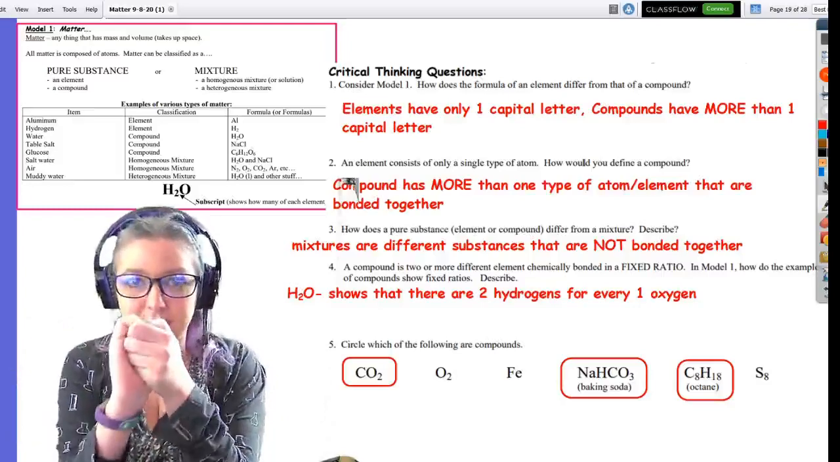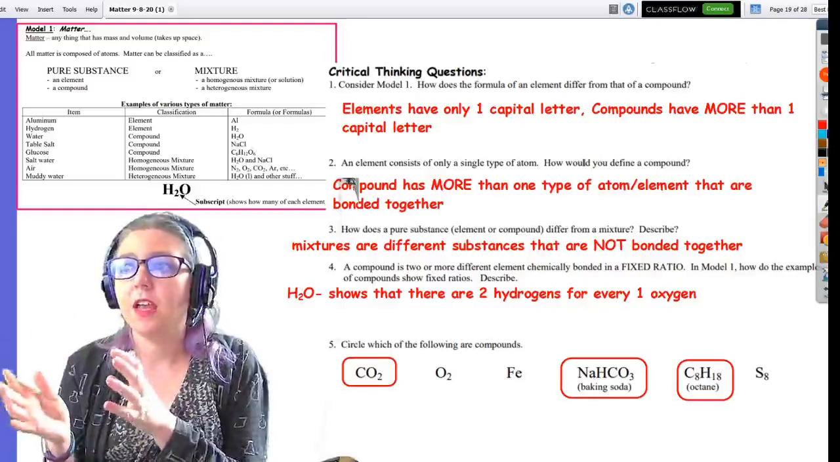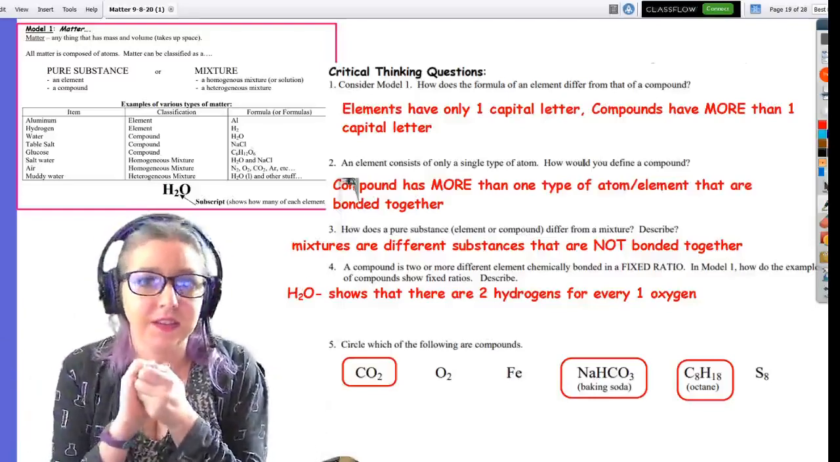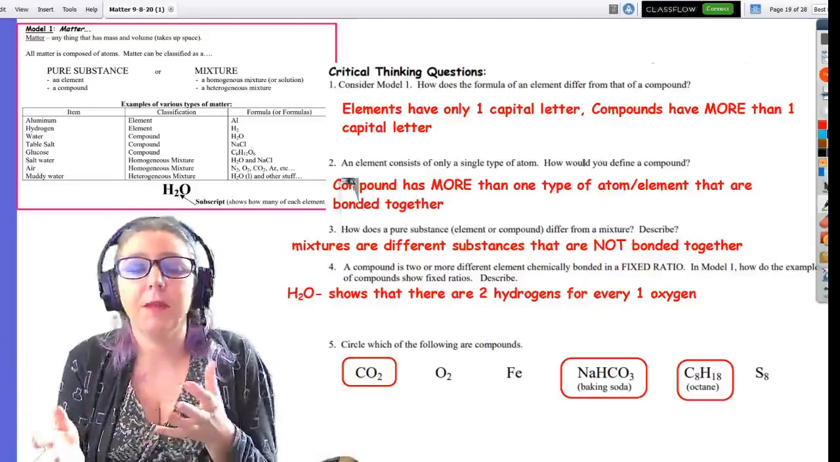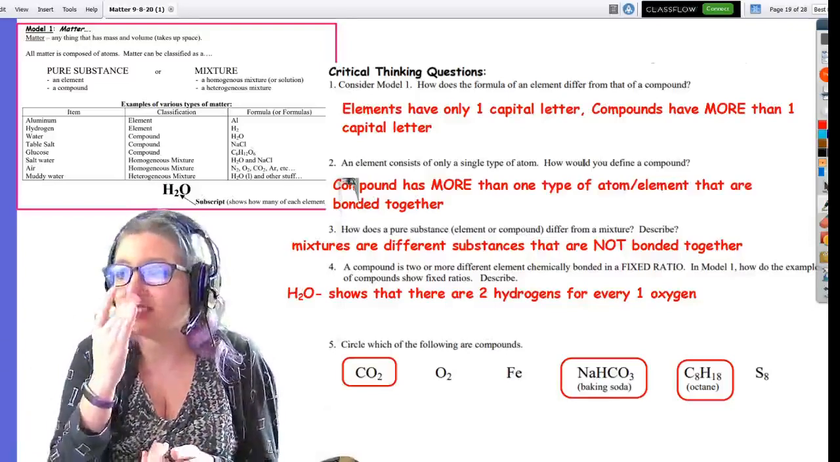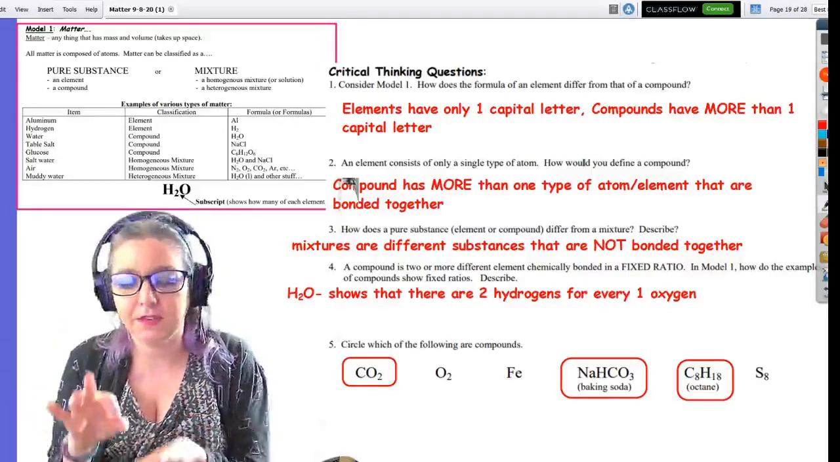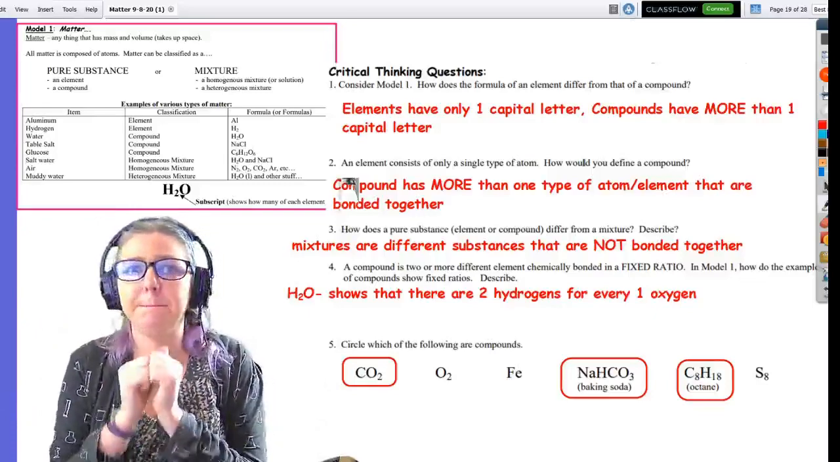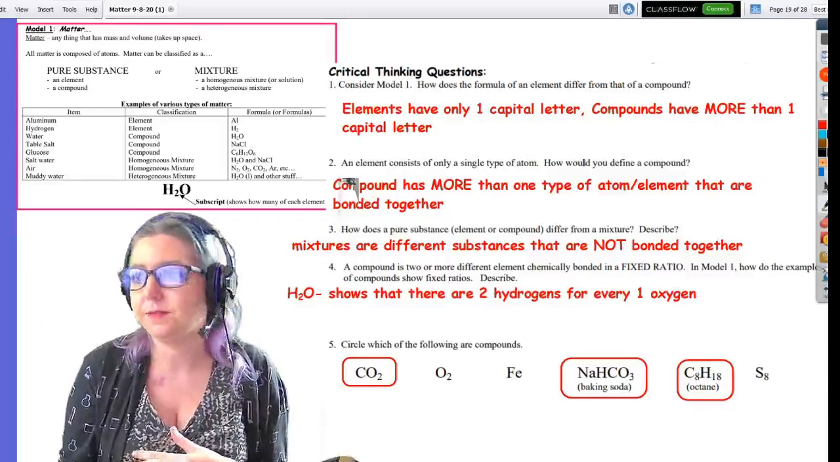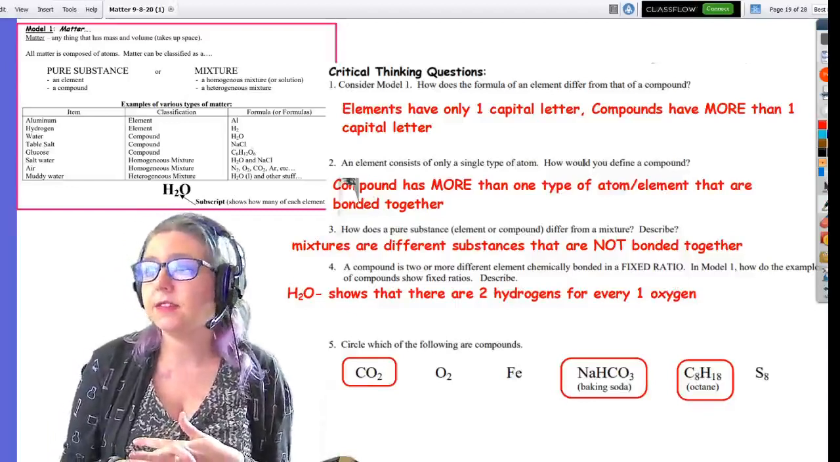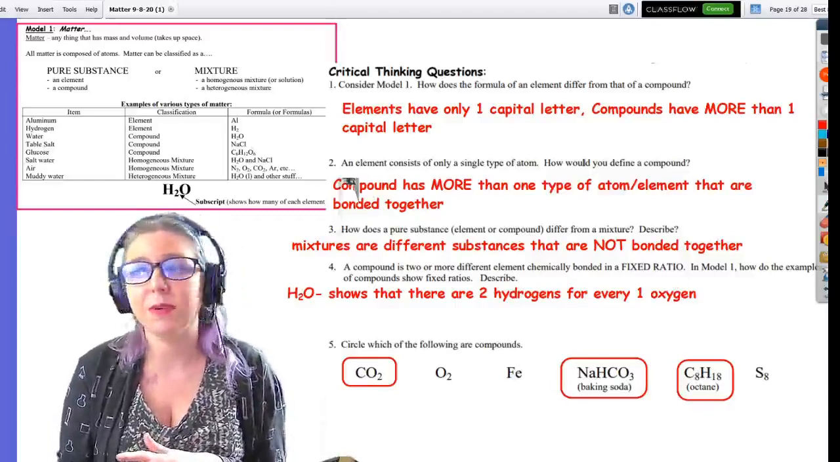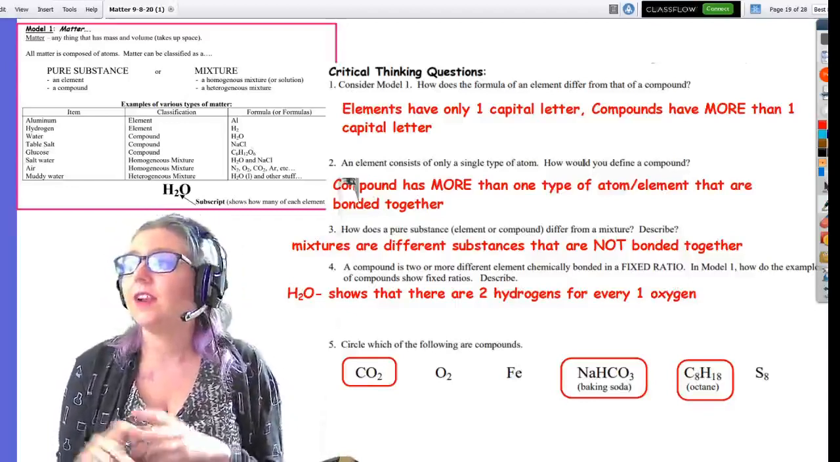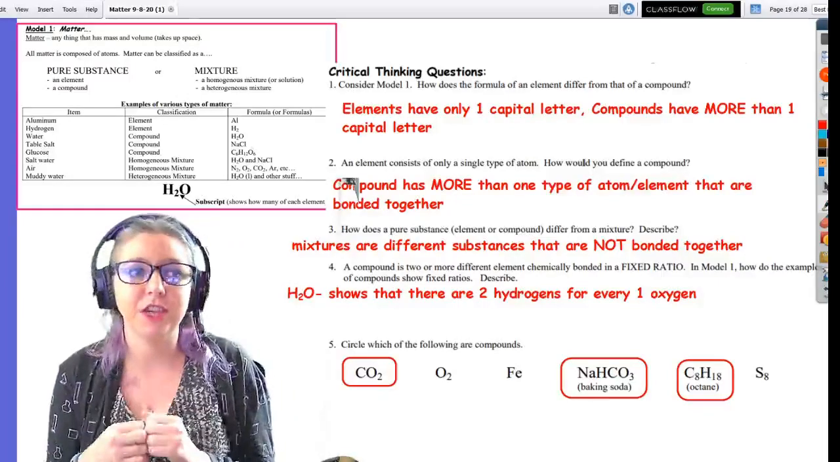They're bonded. They're stuck together. A mixture, they aren't chemically stuck together. I can have salt on my soft pretzel, but that salt is not bonded to my pretzel. I can flick it off. I can pick it off. So it has to be chemically bonded together to be a compound. A compound is two or more different elements, and they're chemically bonded in a fixed ratio.